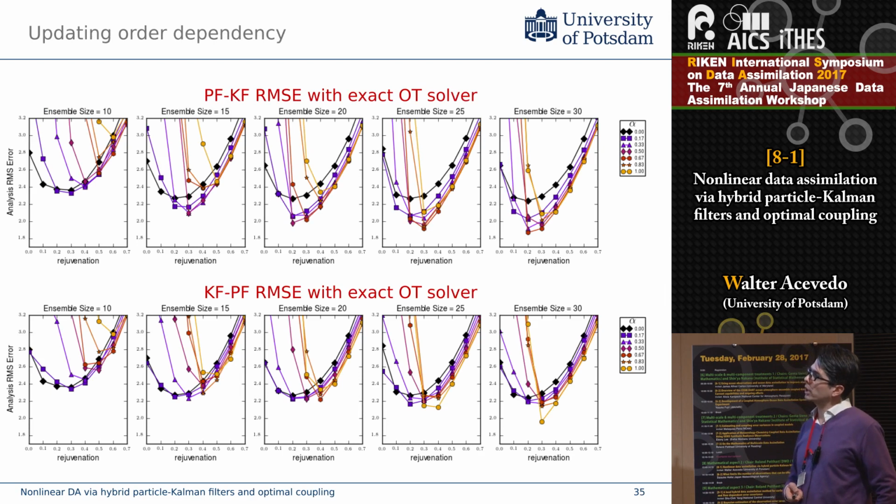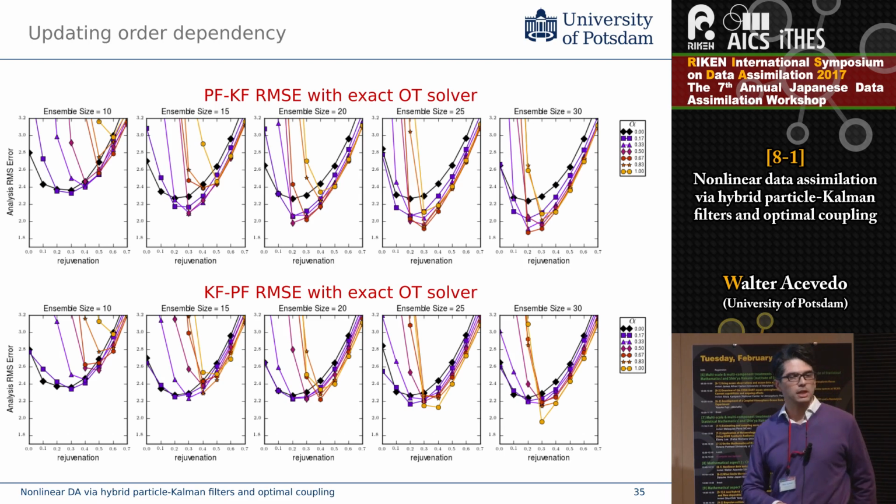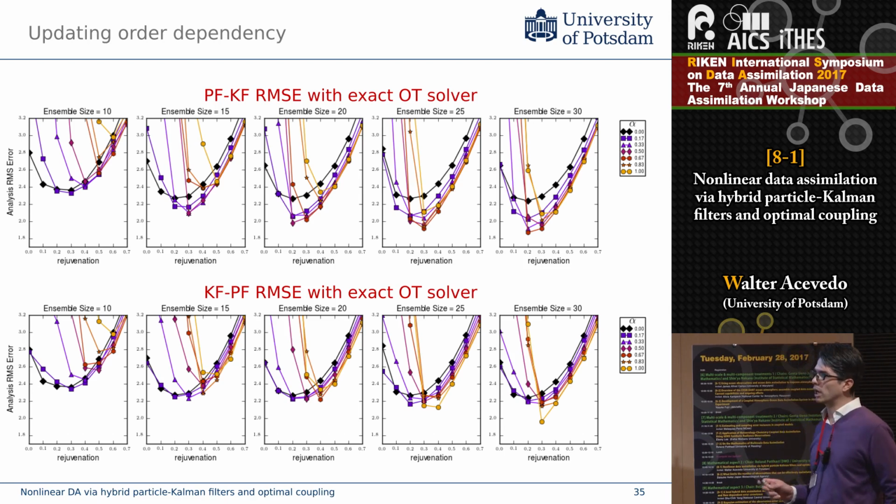Here we can see how it works for Lorenz 63 again. So this is the plot we just saw. And this would be the same plot, but now updating first with the Kalman filter. And as we can see, the improvement we found here for this particular sample size is much smaller. So it happens to be much better to use the particle filter first in the case of Lorenz 63. Later I will discuss why.